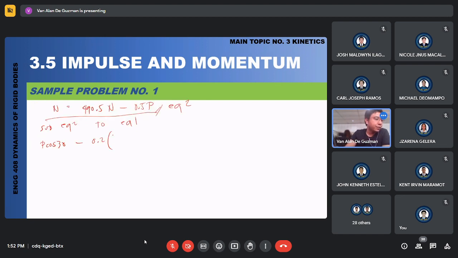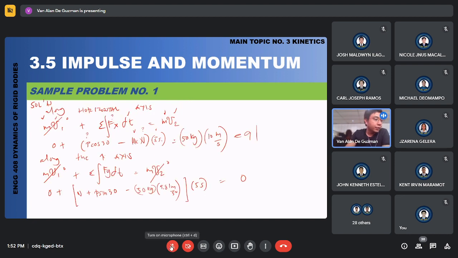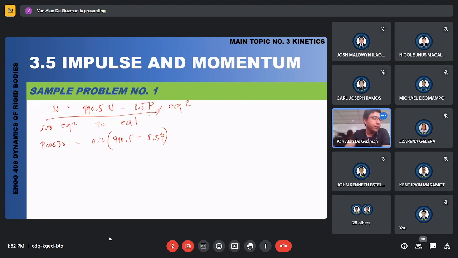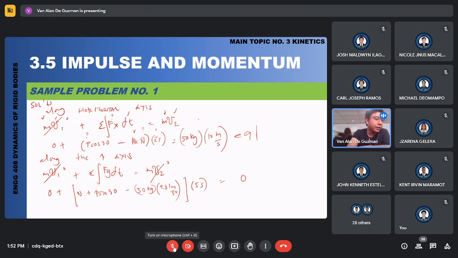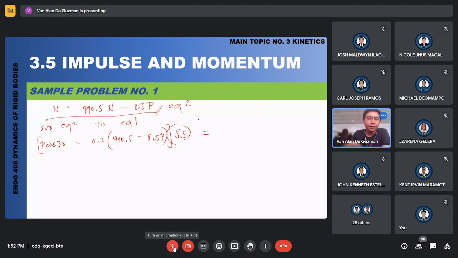So, this one, 490.5 P minus 0.5 P times... So, we multiply all of those by 5 seconds. Don't forget to include this, multiplied by 5 seconds too. Okay? And that is equal to, what's the right side of our equation? 50 times 10. How much? 500 kilogram meters per second. Okay? So we're okay so far. Are you following? Okay.